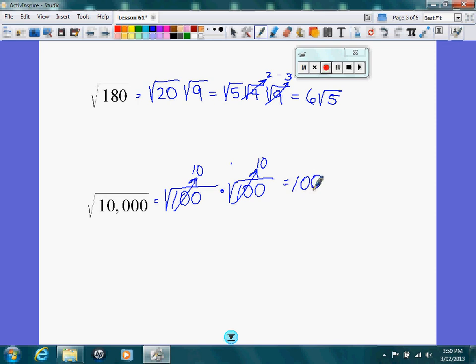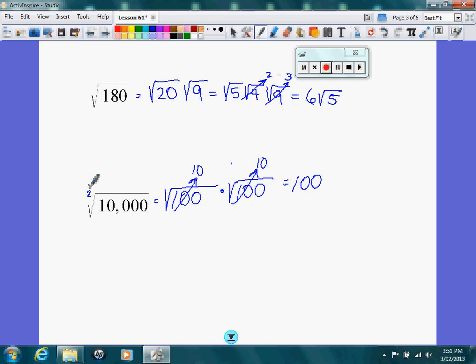We could look a little closer here. We can see, how many zeros do we have here in this number? Well, we have 4 zeros. How many zeros does our answer have? It has 2. So if we divide the 4 zeros by the number 2 here, we would get 2 zeros, so our answer would be 100.